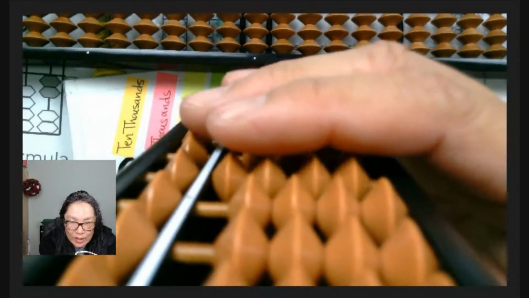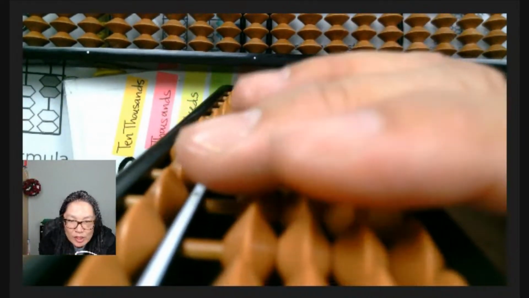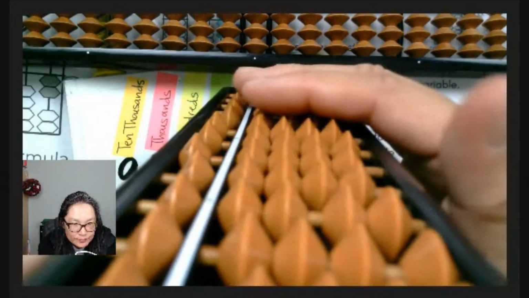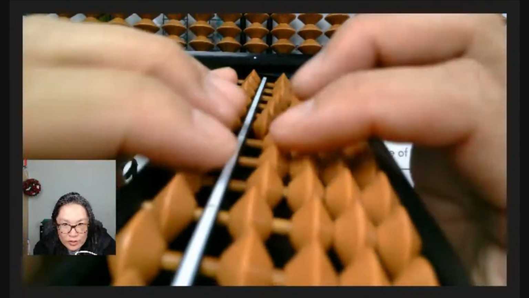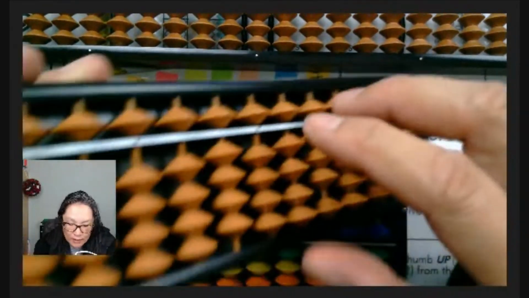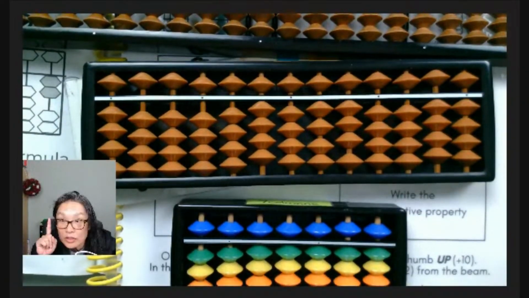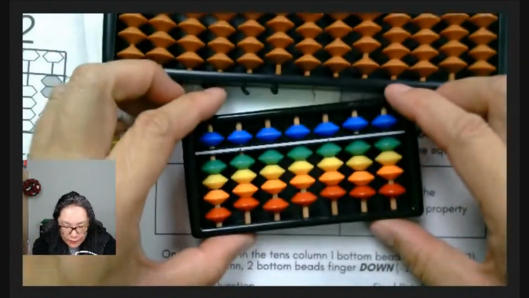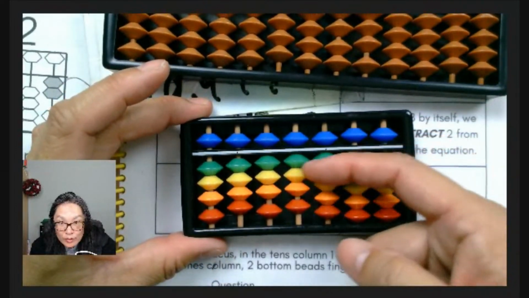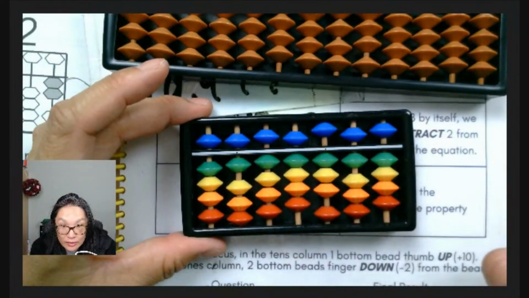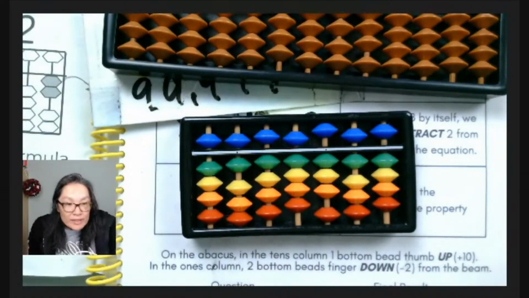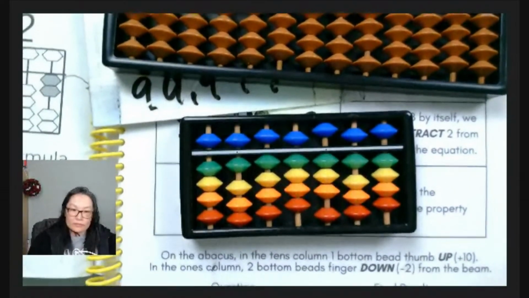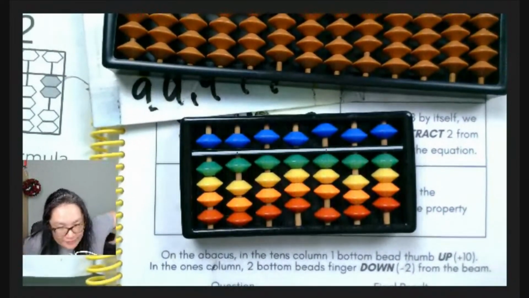Just use the top. We want to be gentle with our beads. We don't want to be aggressive. What we want to do is just move the beads. But remember, don't flick too hard, because if you flick too hard, then your answers will be wrong, since all your beads will go all over the place. So do not flick too hard.